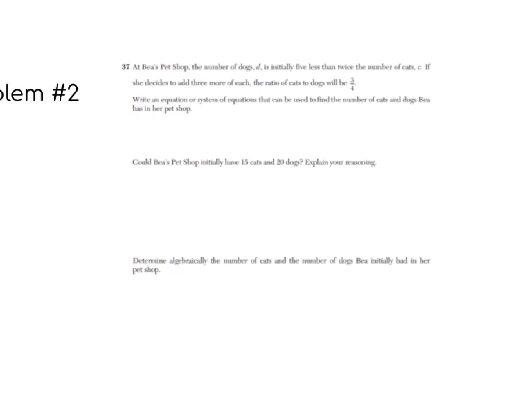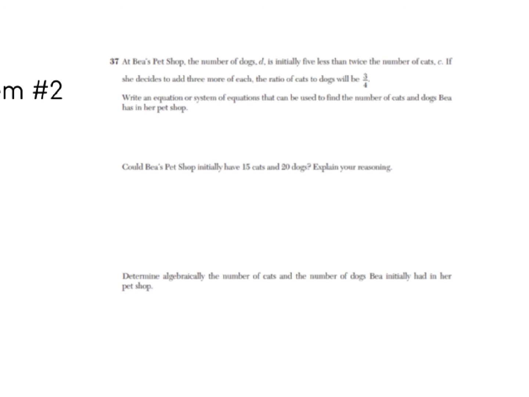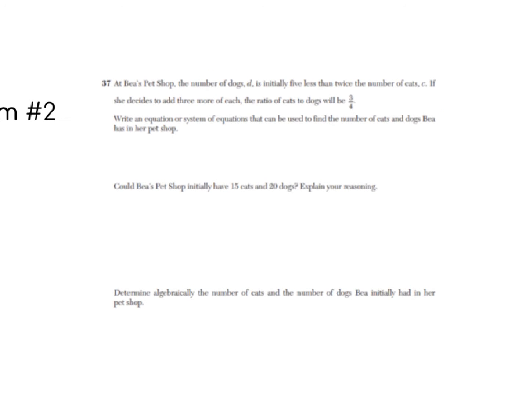All right, the second one, spent a lot of time talking about this ratio situation. At B's pet shop, the number of dogs is initially 5 less than twice the number of cats. So dogs is initially 5 less than twice the number of cats. So let's get our twice the number of cats in there. And if she decides to add 3 more cats and 3 more dogs, the ratio will be 3 to 4.